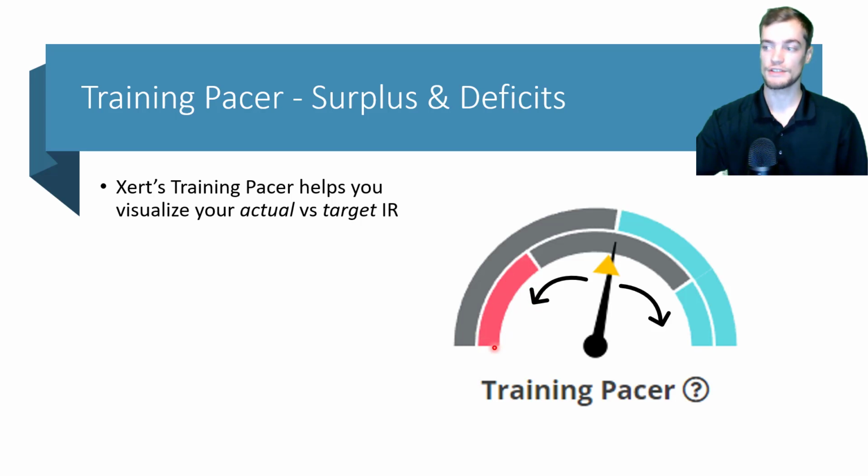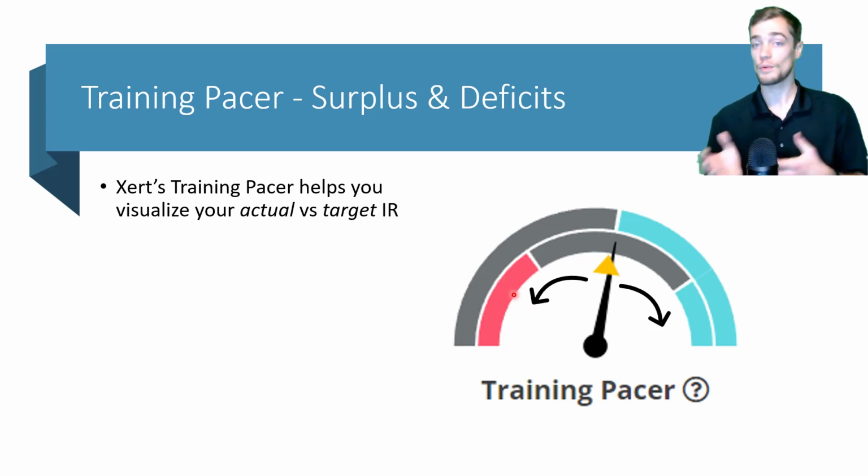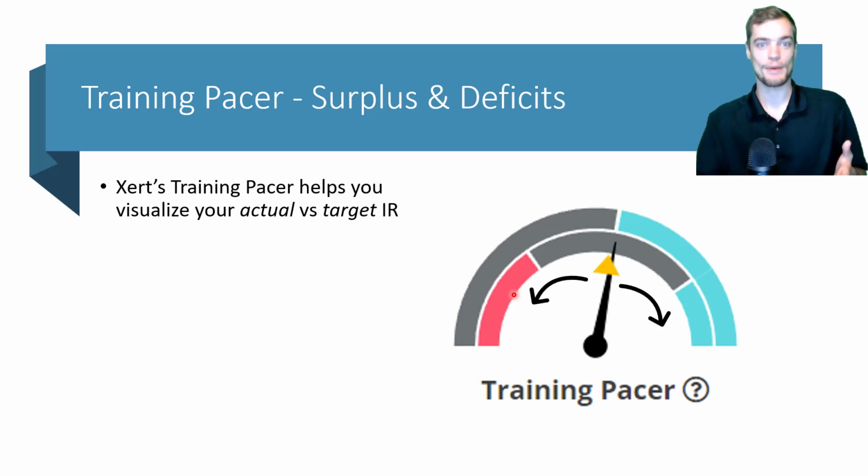On the left-hand side, you'll notice this red shaded region. If the needle is pointing in the red shaded region, Xert is essentially telling you that you've fallen quite a ways behind your selected improvement rate. And so you'll either need to catch up by perhaps doing a longer or a harder workout, or if you're consistently in this red region, that is Xert telling you that you need to reduce your improvement rate. You're not able to actually keep up with the improvement rate that you've selected.